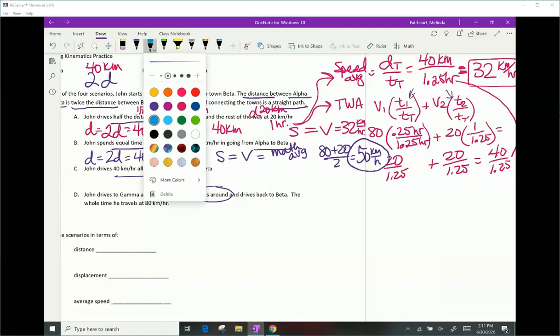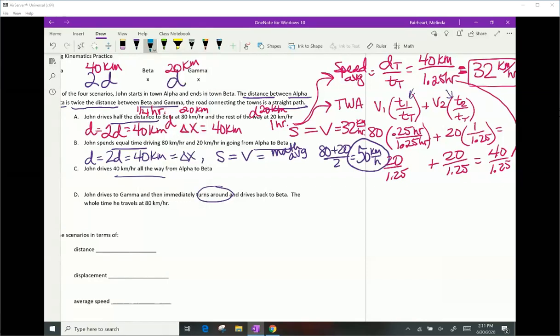C says, John drives 40 kilometers per hour all the way from alpha to beta. And so there's really not a lot of change. And so distance is still going to be 40. Displacement, well, if he starts at alpha and ends at beta, it's going to be 40 as well. What about the average speed? Is it going to equal the average velocity? Yes, it would. Yeah, and if you never make any change, then it's just going to be 40. So that one's easy breezy, no calculations.